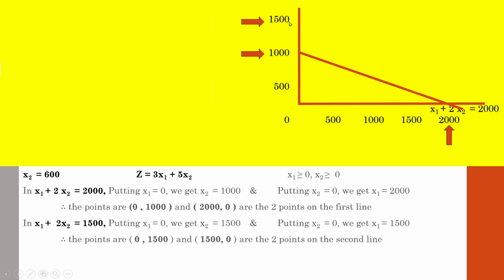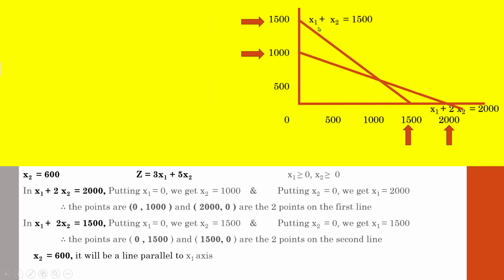Identify these 2 points in the graph. One is 1500 on the y-axis, another is 1500 on the x-axis. Once you found the 2 points of a particular equation, join these 2 points or draw a straight line connecting these 2 points. And the name of the line is x1 plus x2 equal to 1500.